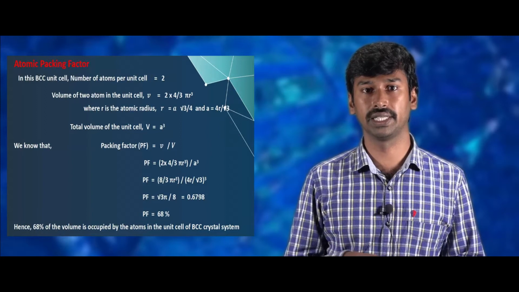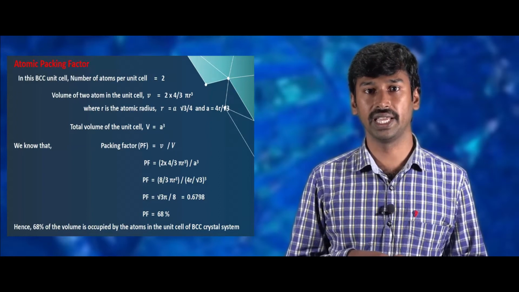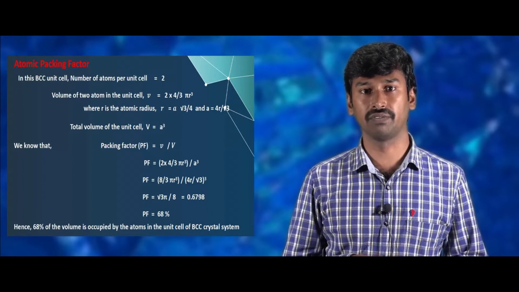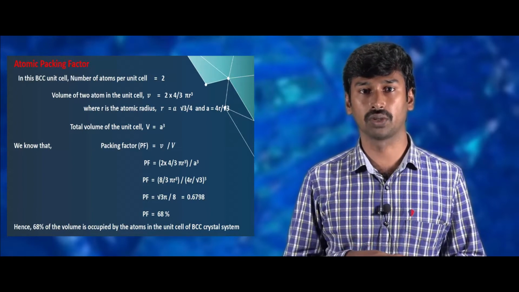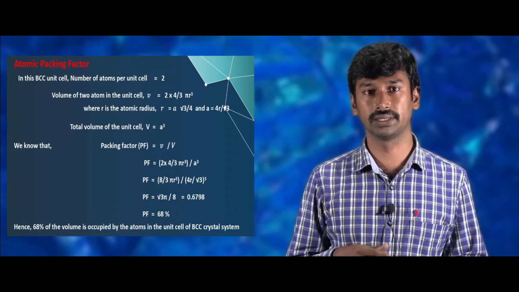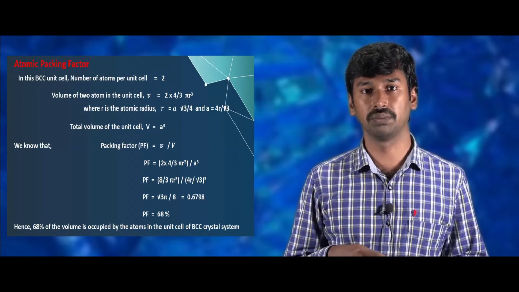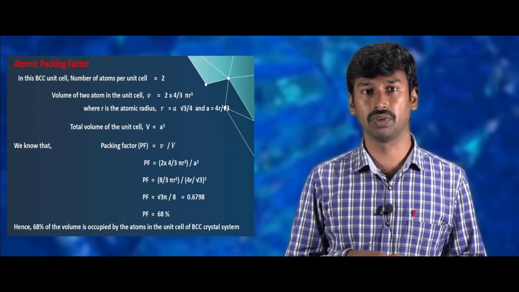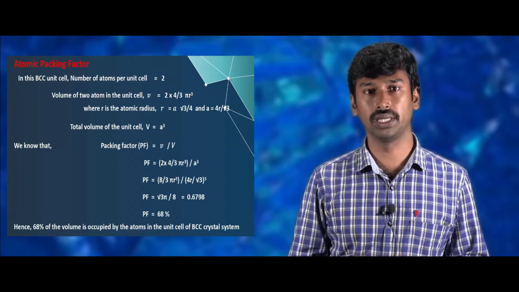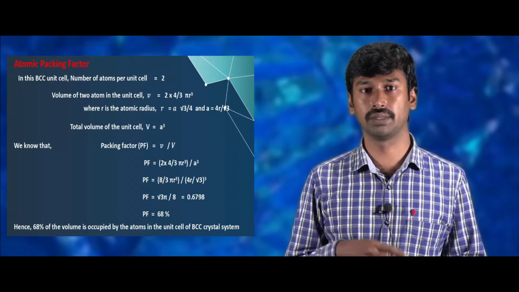where r is the radius of the atoms, which is given by root 3 a by 4. Then the packing factor is given by volume occupied by the atoms in the unit cell divided by total volume of the unit cell, that is 2 into 4 by 3 pi r cube divided by a cube. By simplification, we have the value for packing factor, which is given by root 3 pi by 8, that is 0.6798. Then the percentage of packing factor is given by 68%.